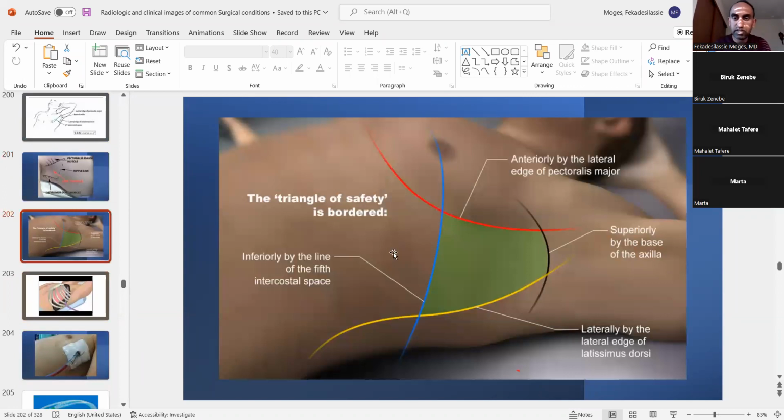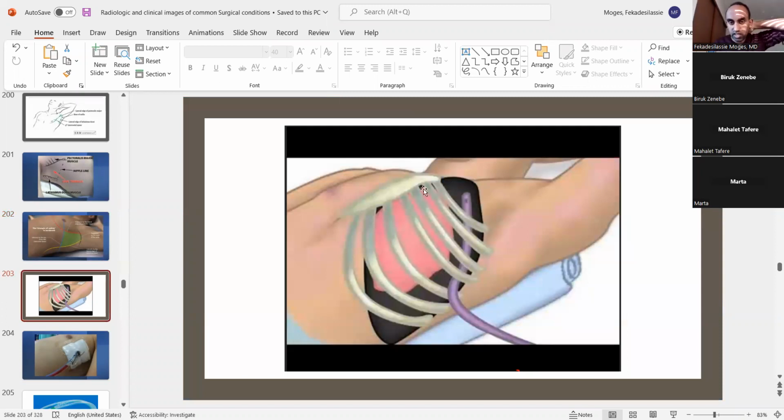This is another image of the triangle of safety, the same thing. You can read this slide. If you introduce the tube in the area of the safe triangle, you are safe. When we become experienced, we don't necessarily try to define the medial border of latissimus dorsi or the lateral border of pec major. You don't do that. You just count the intercostal spaces.